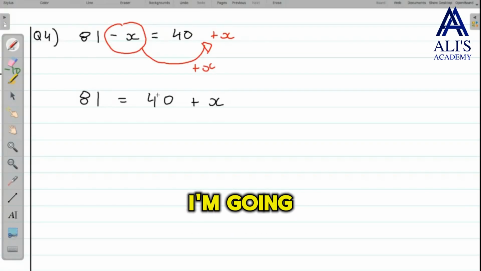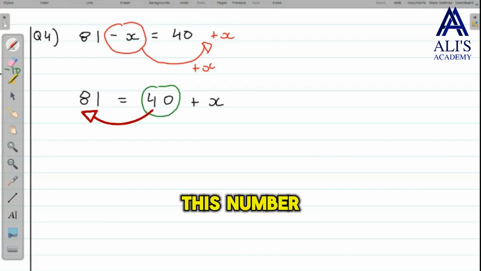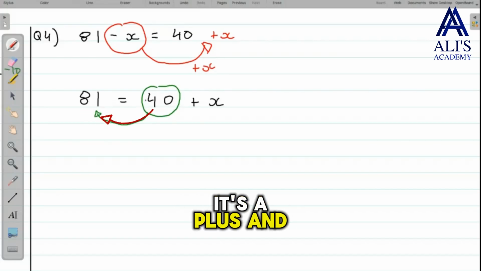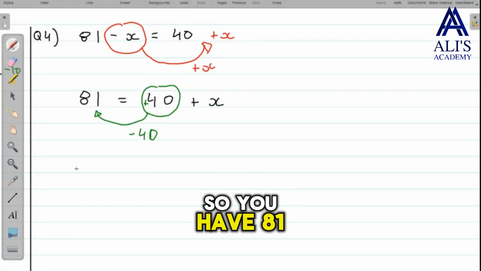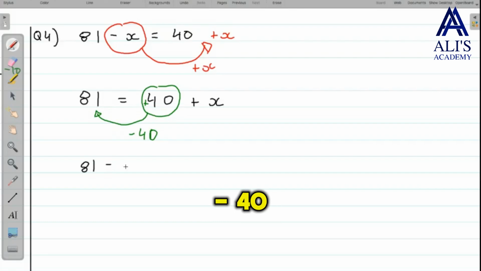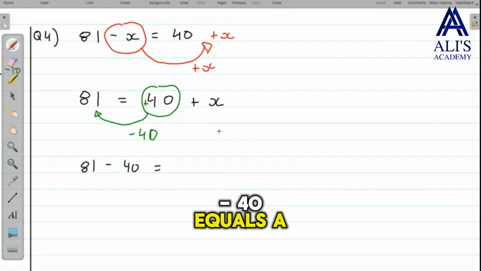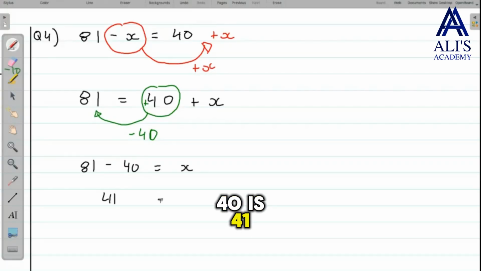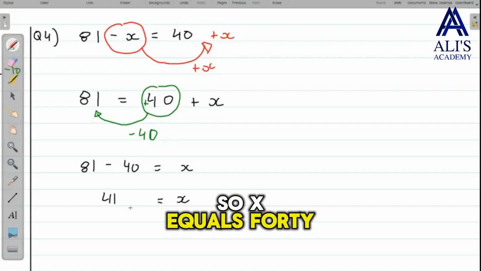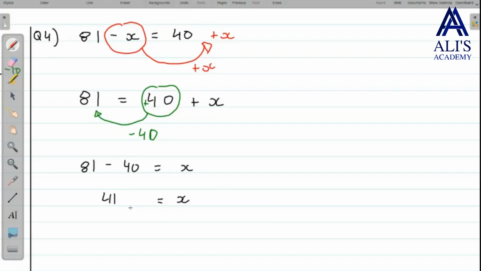And then I can say I'm going to move this number to my left side. It's a plus and it's going to become a minus 40. So you have 81 minus 40 equals a positive x. 81 minus 40 is 41. So x equals 41.